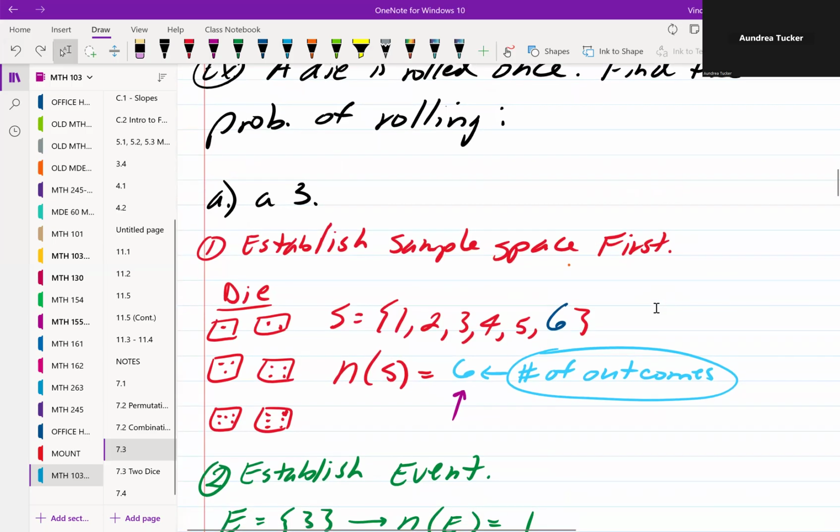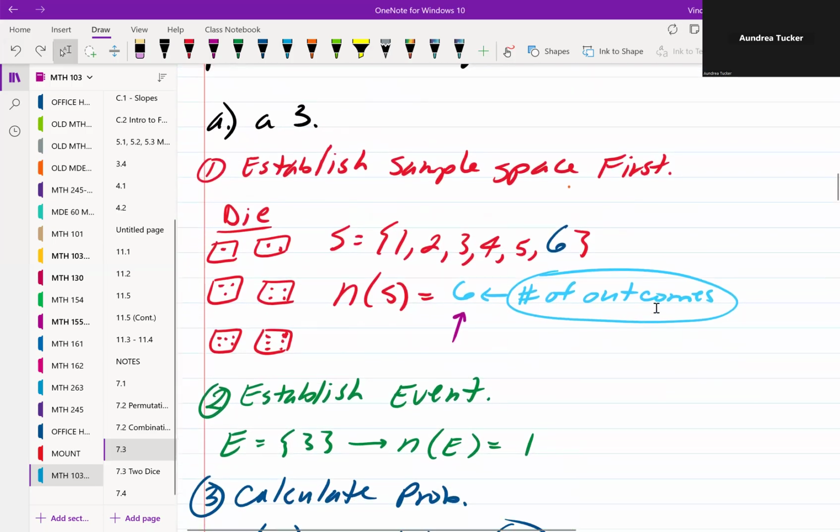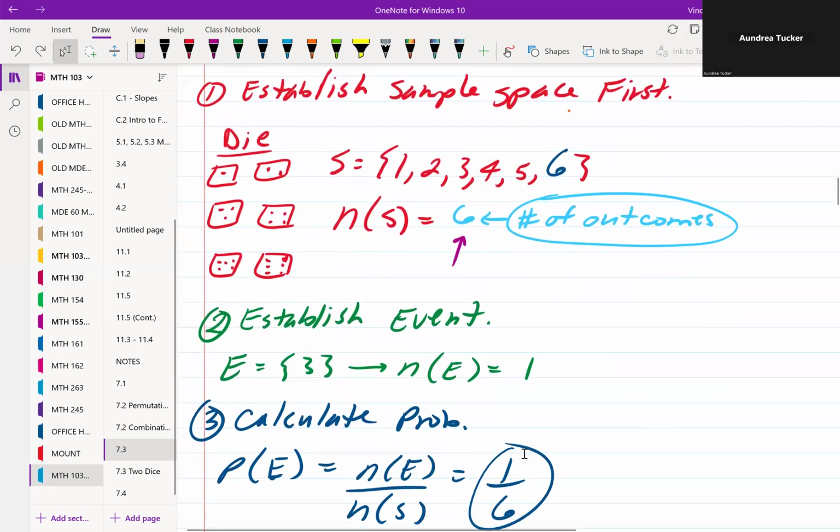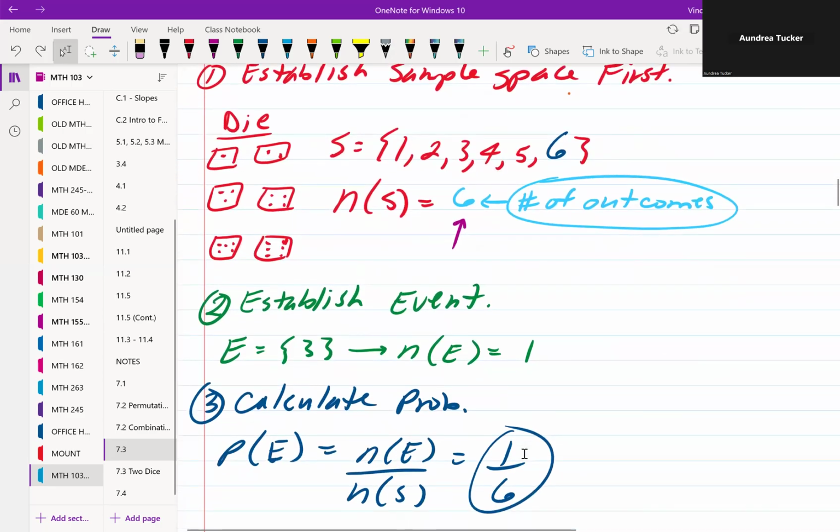All right. From there, you're going to establish your event. My event is rolling a 3. So how many outcomes, or how many 3s, are there? There's only 1. So the number of outcomes in my event is 1. And then I can calculate the probability, that's 1/6. You've got a 1 out of 6 chance of rolling a 3.